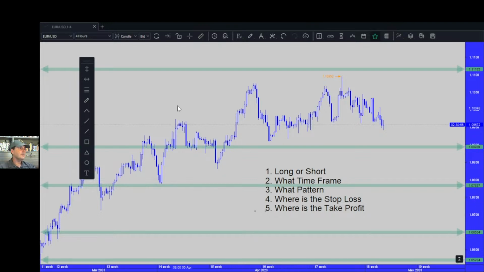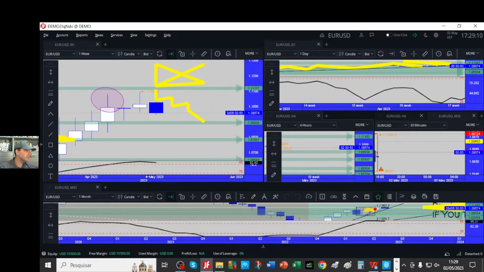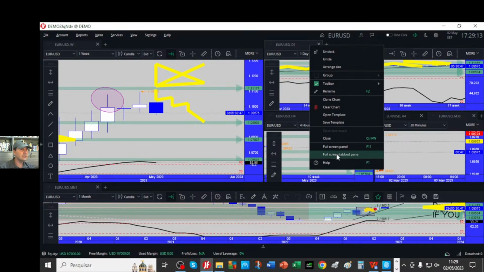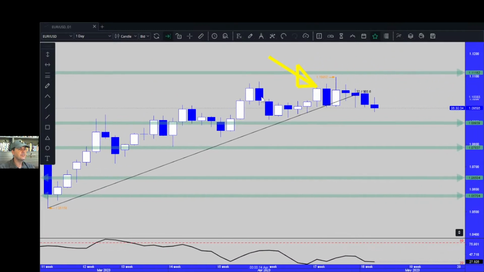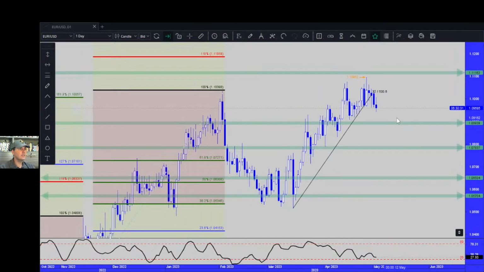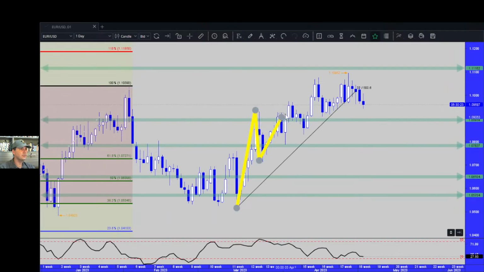High low on the daily time frame. Alright, very good. Exit full screen. Let's see, this is the monthly, this is the euro dollar daily chart. Difficult homework, but with value. Check how many losers you have from entries that were based on you thinking what is going to happen. Alright. Rakesh is saying short-term trend from the daily. High to low, to high to low, to high to low, to high.